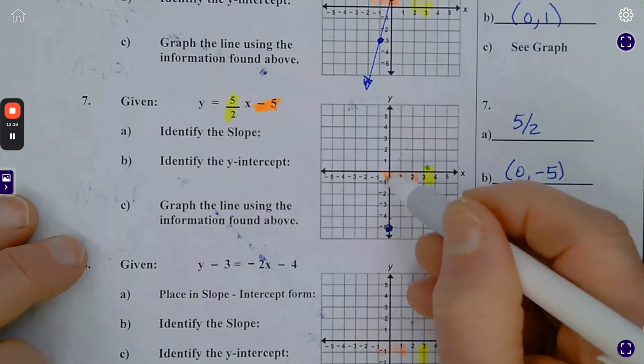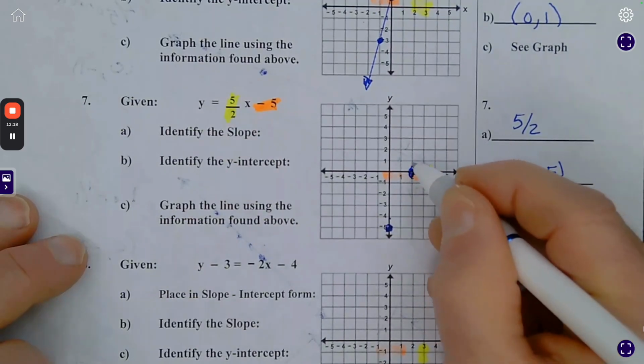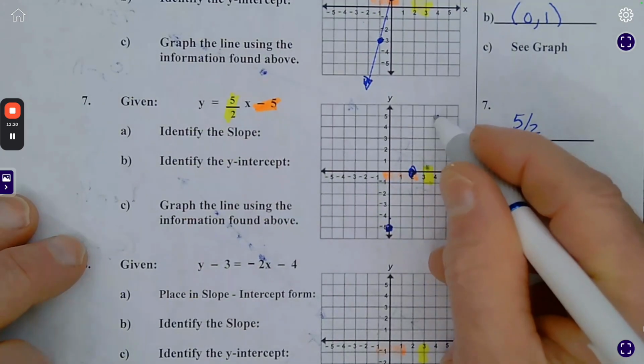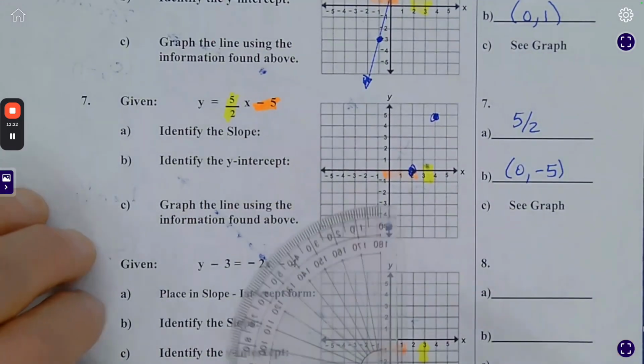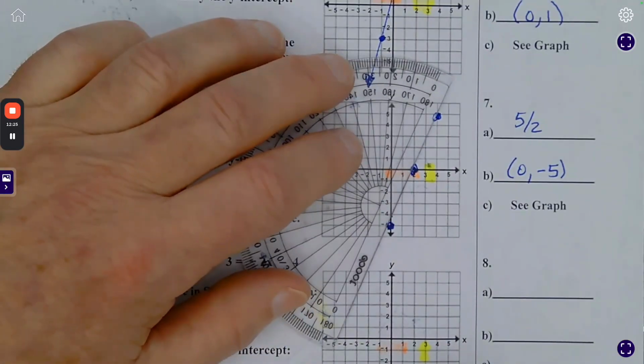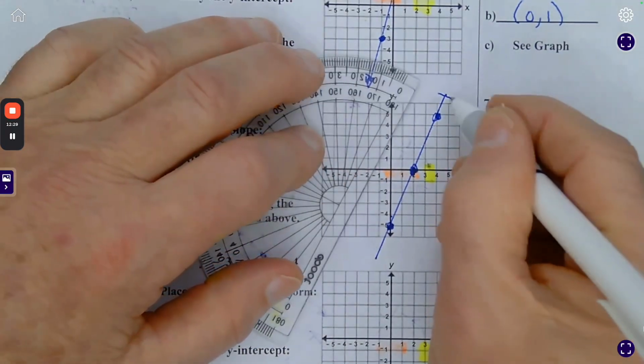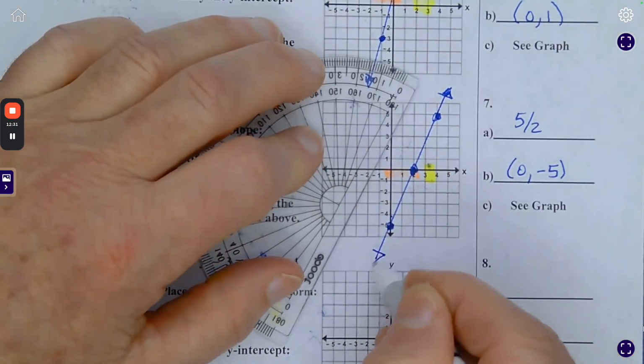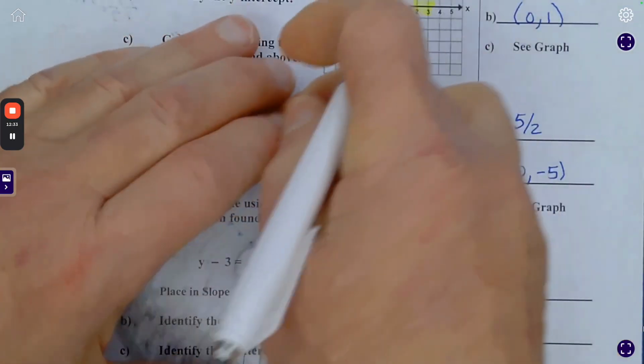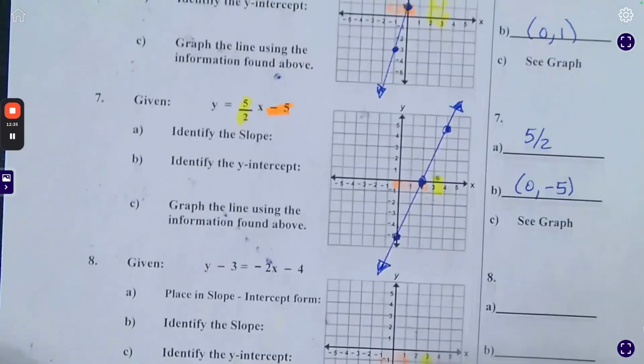1, 2, 3, 4, 5. 1, 2. There it is. I'm going to graph it now. And bada bing, bada boom. Woo! All right, let's keep going. Last one.